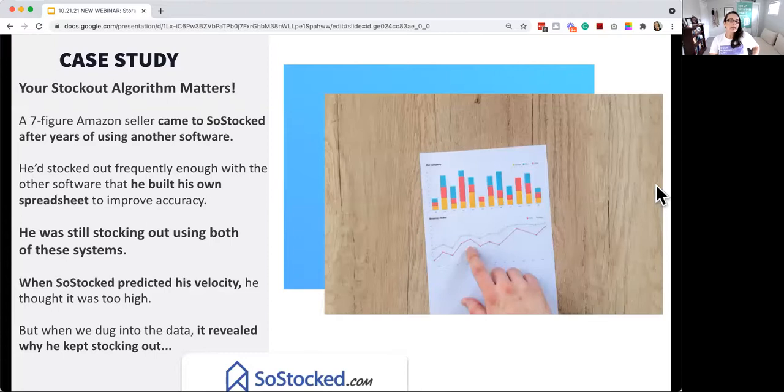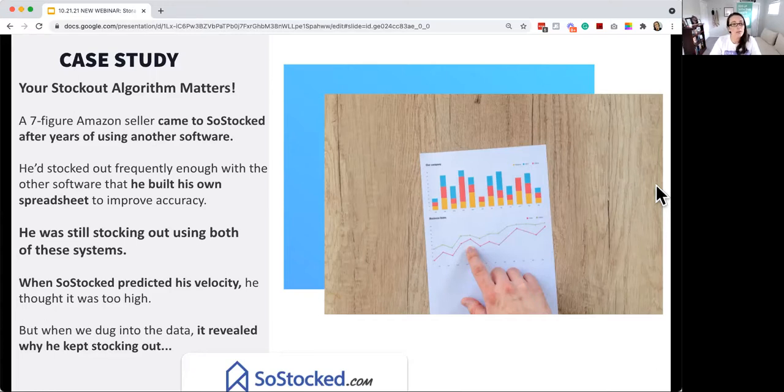So this is why it matters to get this number right. There's a case study of someone who came to us, a 7-figure wholesale seller, who had been using another software for many, many years. From using that other software, he had come to realize that it was not effective with his best-selling products, his faster-moving products, and it was costing him money.